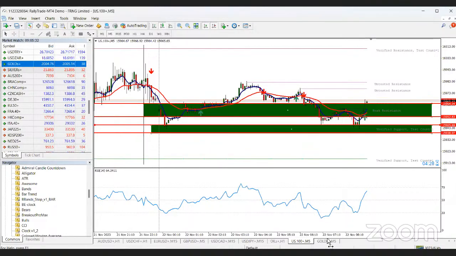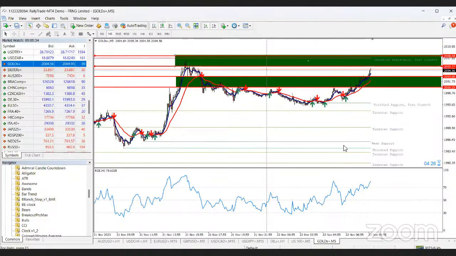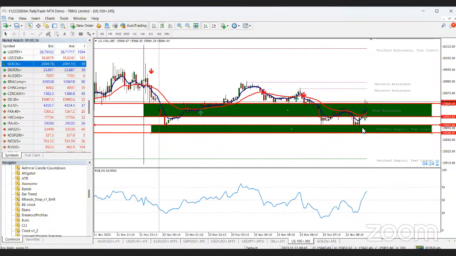But let me go back to gold. That means people who have entered here right now, you guys should be balling. No wonder somebody said $40. All right, you guys should be balling if you entered here.